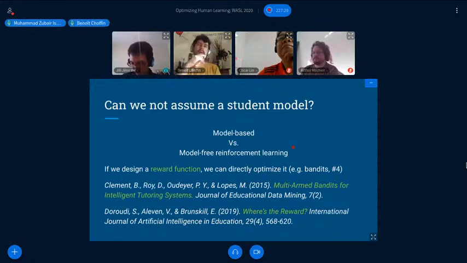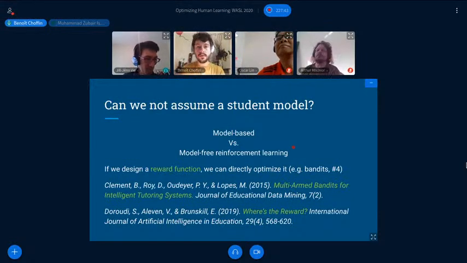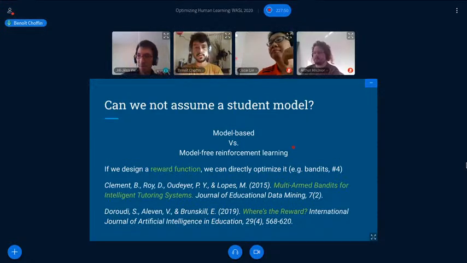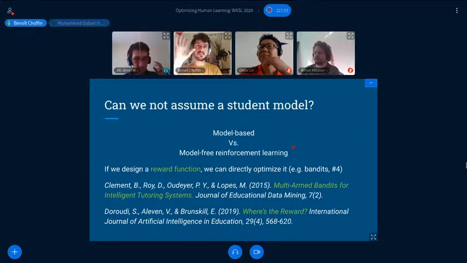So am I right? Maybe the best definition is the simplest: if you have a student model, it's model based, and if you don't have one, it's model free. Because, for example, there are multi-armed bandits that use student models to make recommendations. It's called contextual multi-armed bandits. So it just depends whether you explicitly model the student performance or not. If not, it's model free.